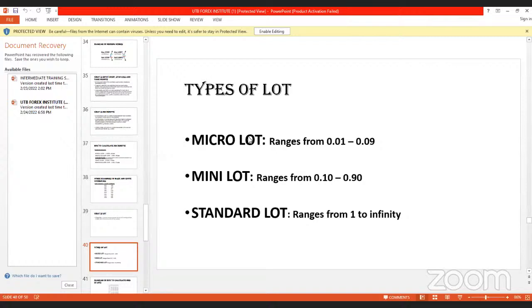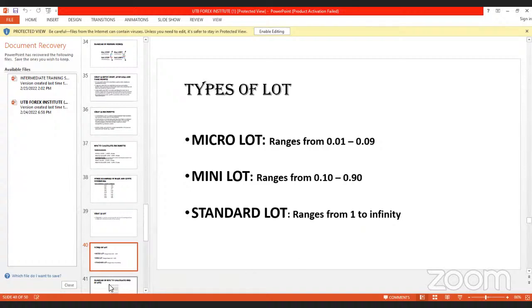So for a micro lot size, it ranges from 0.01 to 0.09. I mean, you have 0.01, 0.02, 0.03, up to 0.09. For a mini lot size, it has 0.1 to 0.9. That's for a mini account. And for a standard lot size, it has from 1 to infinity.